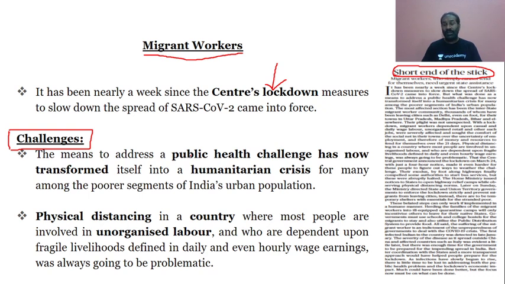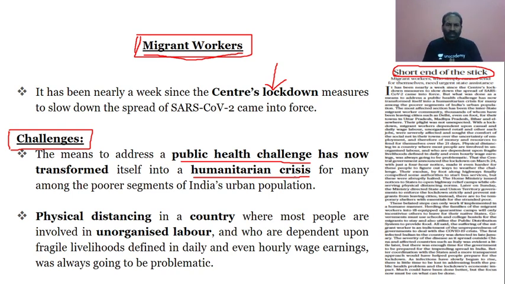if a question is asked in regards to the migrant workers, who move from one state to another state, and what difficulties they would be facing. The difficulty they are facing right now because of the national lockdown is enormous. So we will look at the challenges, the means to address the public health challenge. The public health challenge has been transformed into a humanitarian crisis. This is the key phrase which you need to understand.